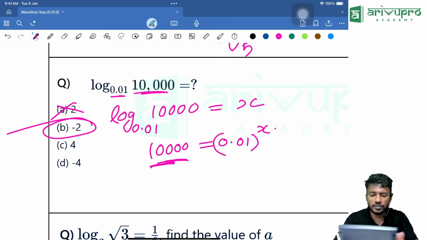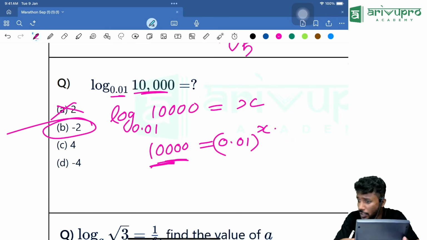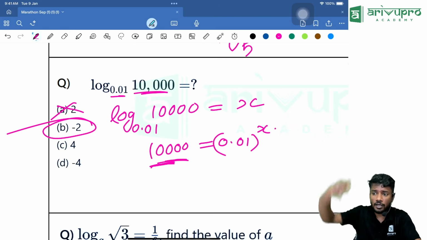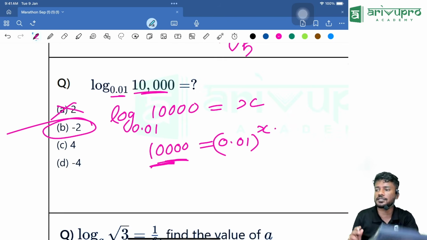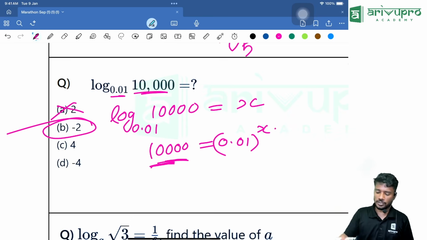Try option C also. 0.01 into equal to how many times? 3 times. Then option C is giving you 0.000001. When you click divide equal to, it is a huge value. Is it equal to 10,000? No. That means which is your answer? Option B is your answer.